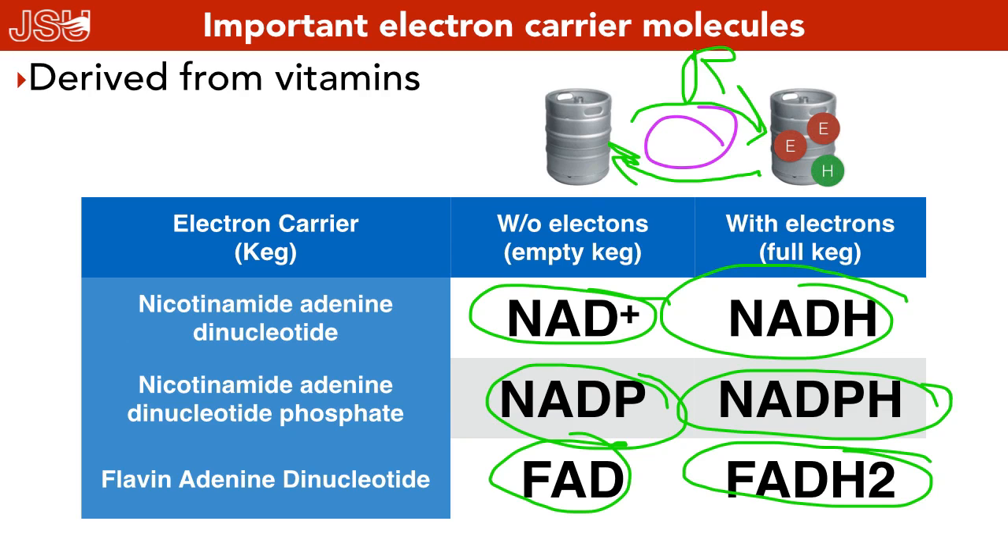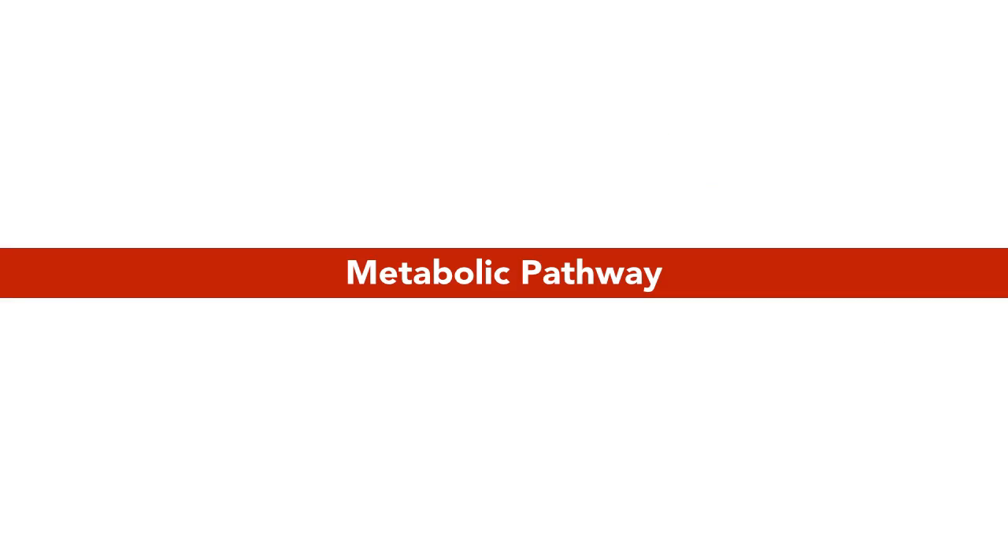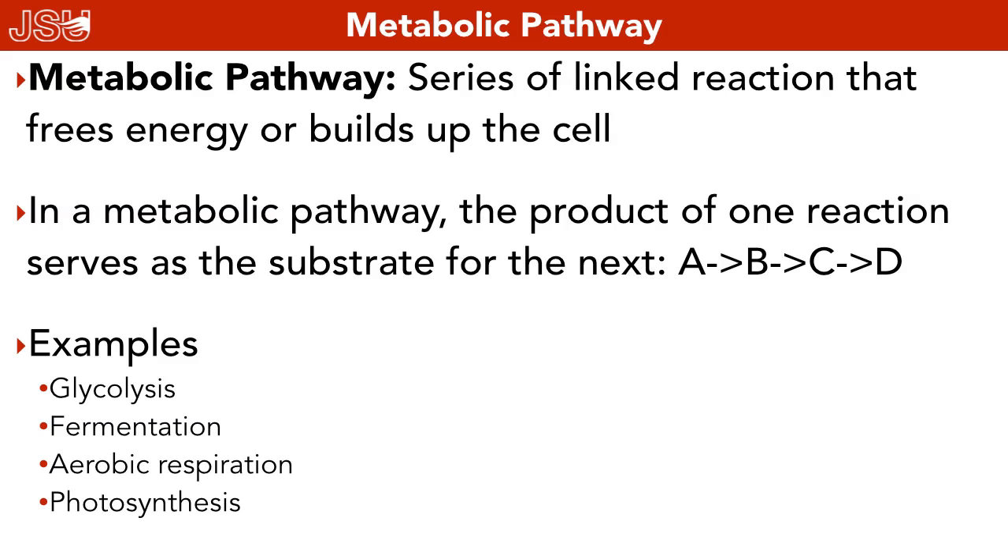Okay. All right, so let's talk about some of these metabolic pathways. What is a metabolic pathway? Metabolic pathways are multiple reactions stacked on top of each other. Series of reactions, one on top of each other. That's a metabolic pathway. Now, metabolism is broken down into two different parts. We have catabolic reactions and we have anabolic reactions.